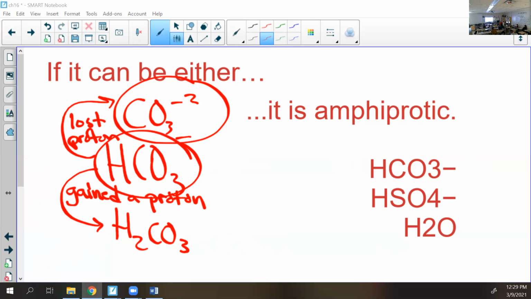Wait, how can you gain protons? You just have to be something that's negatively charged and it will attract one. That's tricky.